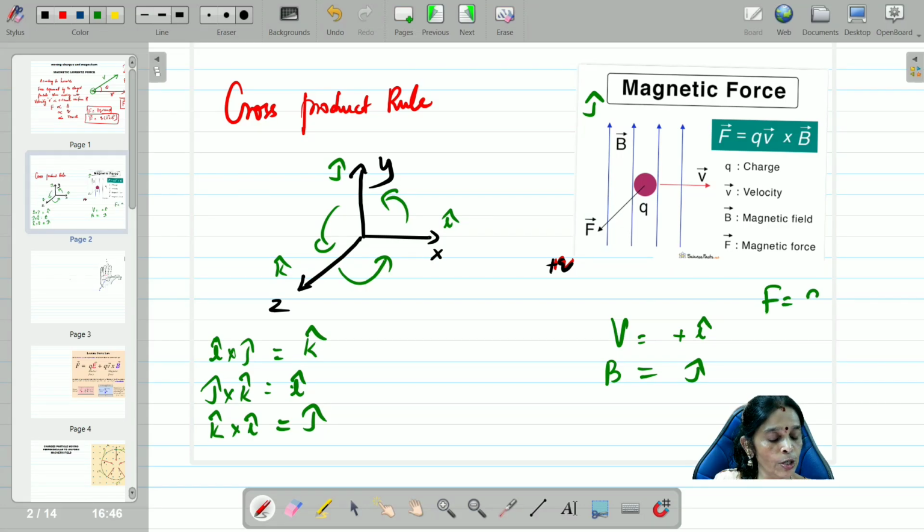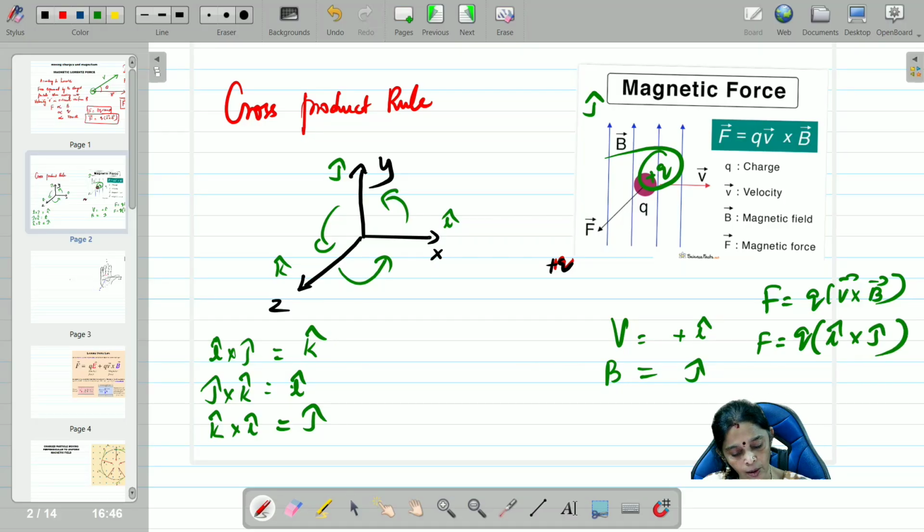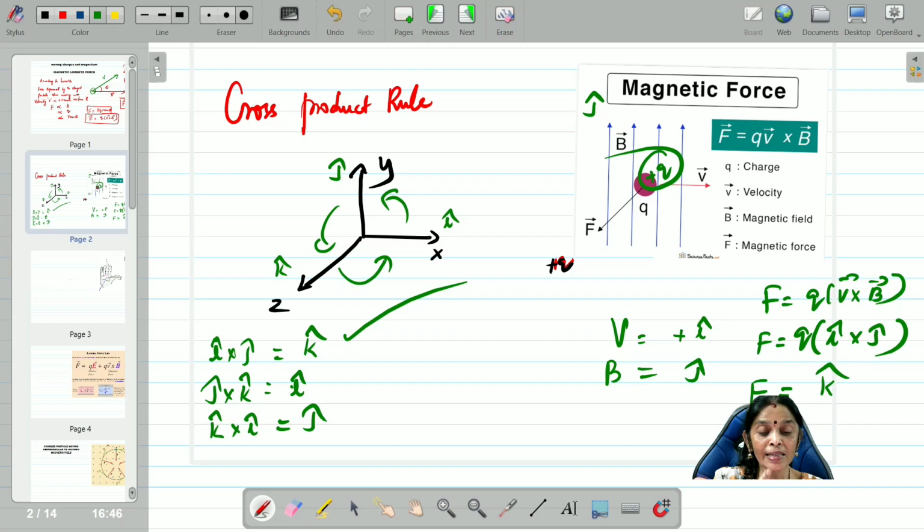So F is equal to q into v cross B. We will check that. So when I check that, F is equal to q, which is positive. I have already told you, same thing, positive we will take. Velocity is i cap, i cross j. Tell me, children, what is i cross j? k cap. So the force direction is k cap, because i cross j is k. A k cap means perpendicular outwards.